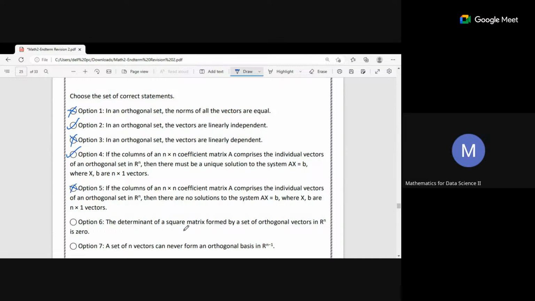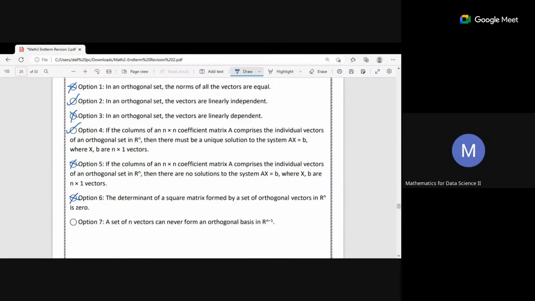So again, this is incorrect. The determinant of a square matrix formed by a set of orthogonal vectors in Rn is 0. True or false? False. Why can this determinant not be 0? For a square matrix formed by an orthogonal set of vectors, what happens? All the rows are independent. So all being linearly independent means the determinant should be non-zero.